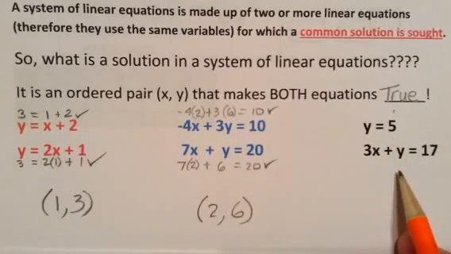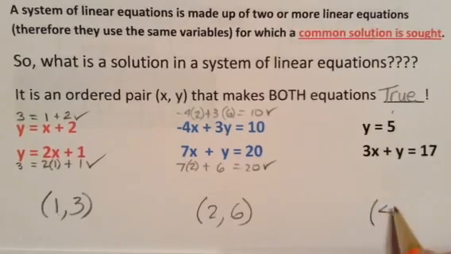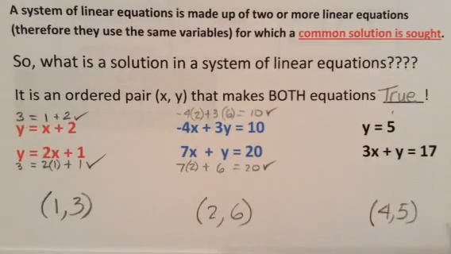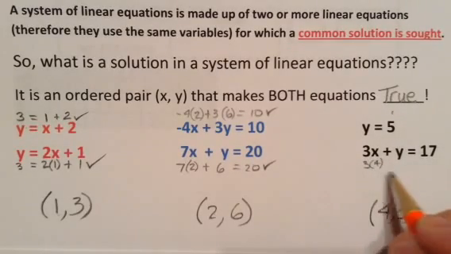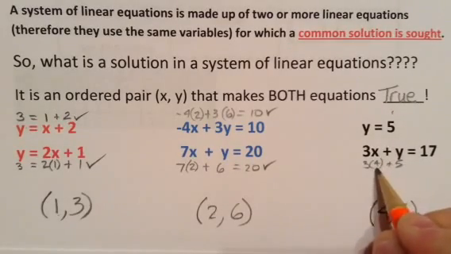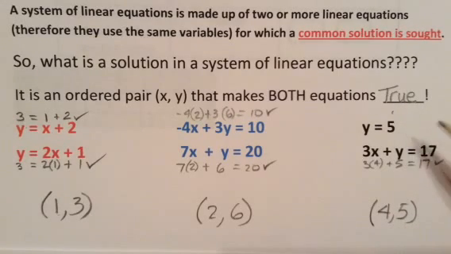And the solution to this last system is going to be (4, 5). So we have an x of 4, and we have a y of 5. So 3 times 4 is 12, plus 5 is 17. It works.